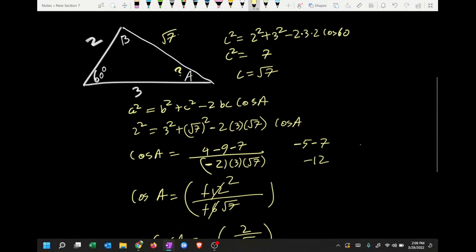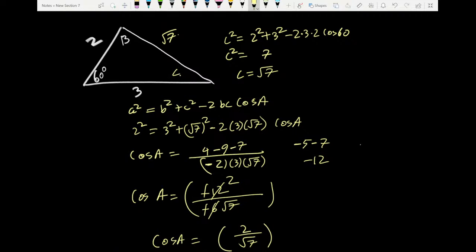So if this is 40.9 degrees, the missing angle is super easy. You just subtract that and you get 79.1 degrees.